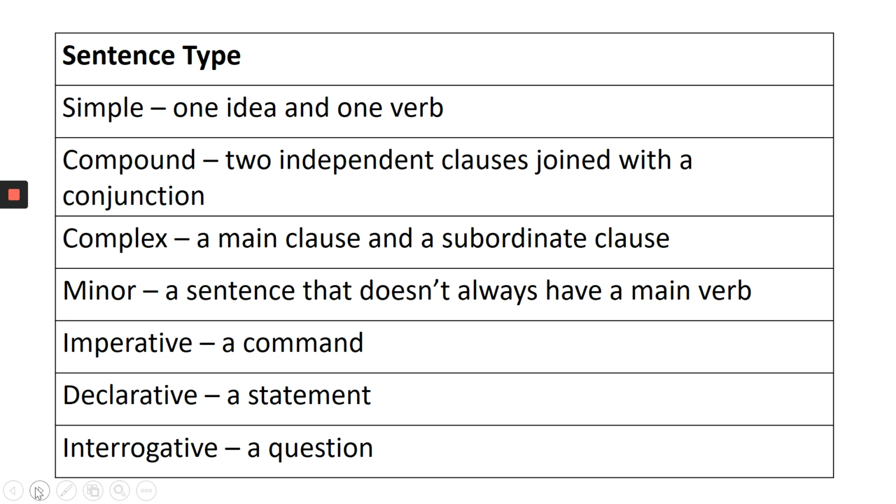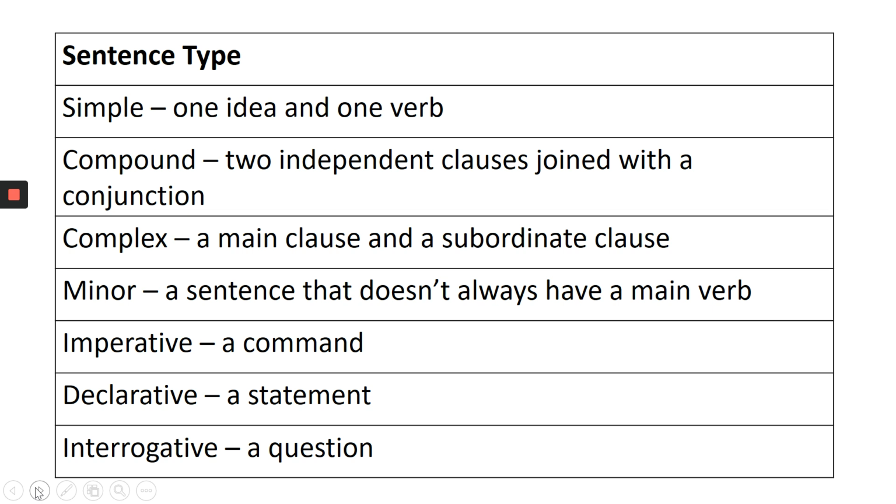A minor sentence doesn't always have to have a main verb. So it could be something that you want to draw attention to in your work, something that you want to highlight. For example, hungry cat. An imperative is a command. So this is where we put the verb at the front of the sentence to give an instruction or a command. For example, sit on the mat.